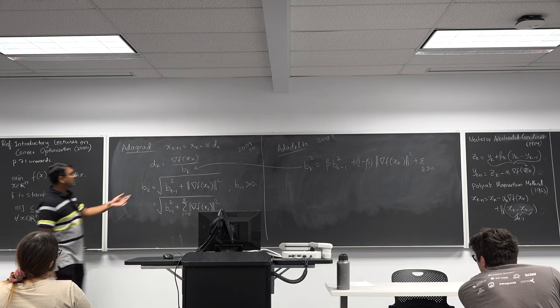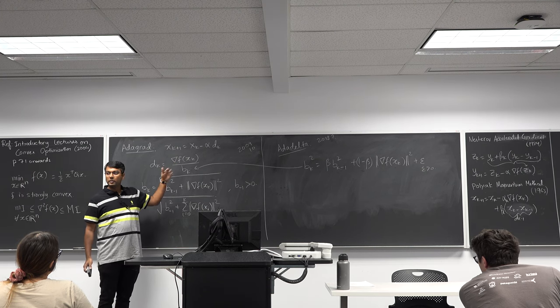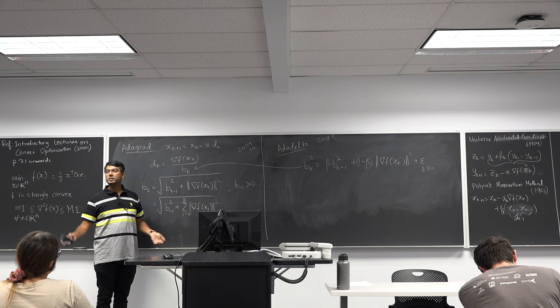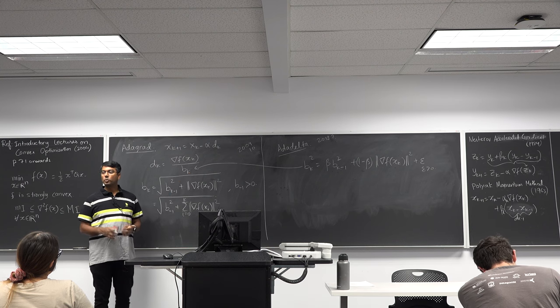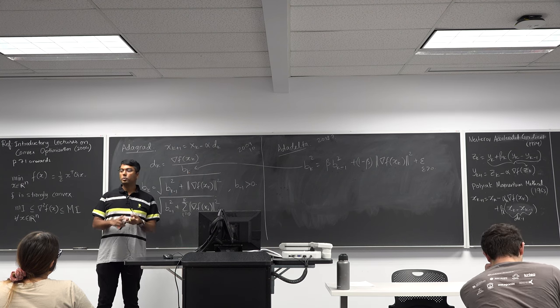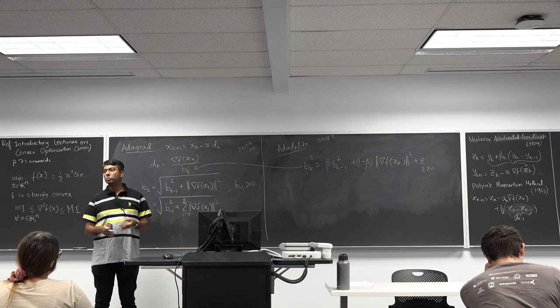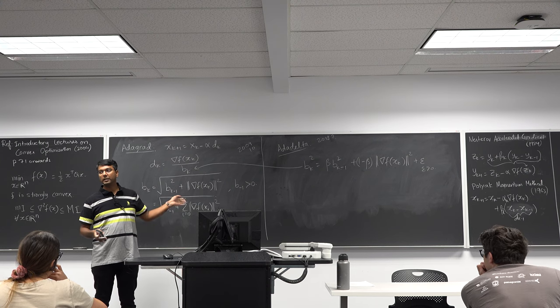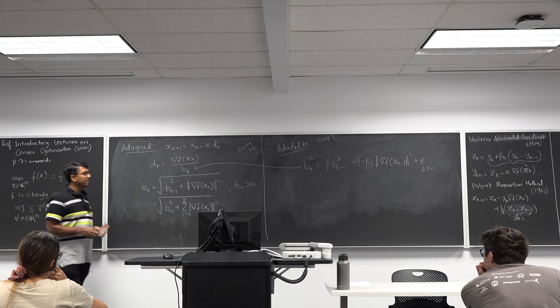Because if your function f is complicated, coming up with the best alpha k that will converge faster is also a big problem. You can't use Armijo's rule. You can't use constant step size. So you need to do something better. And so these are those better algorithms.